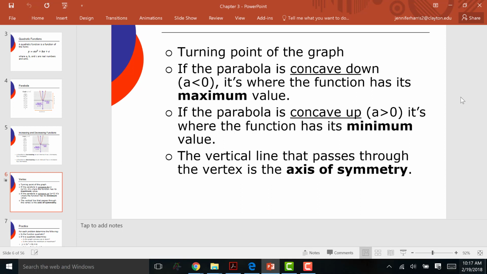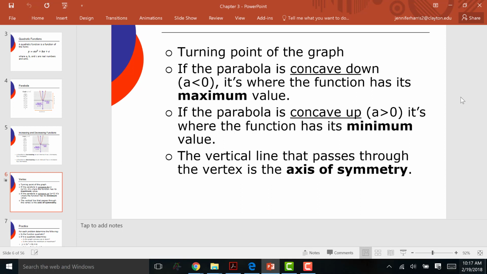And then the last bullet, of course, says the vertical line that passes directly through the vertex is the axis of symmetry. Okay? So whatever line passes directly through the vertex is always called the axis of symmetry. They sometimes abbreviate it and call it the AOS. So here is my axis of symmetry. It cuts straight through the vertex. Now, that's a vertical line.